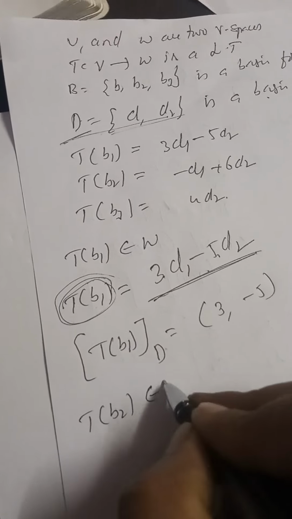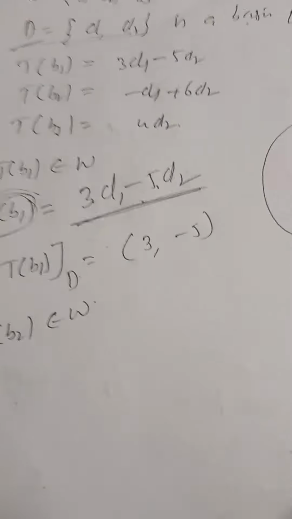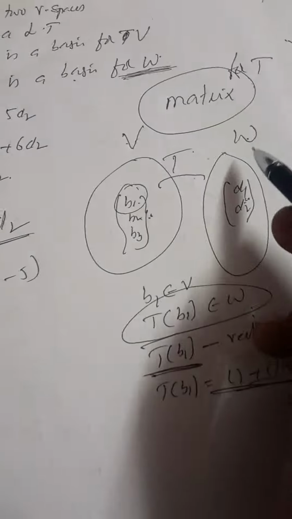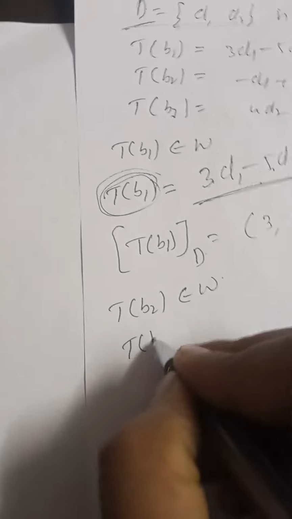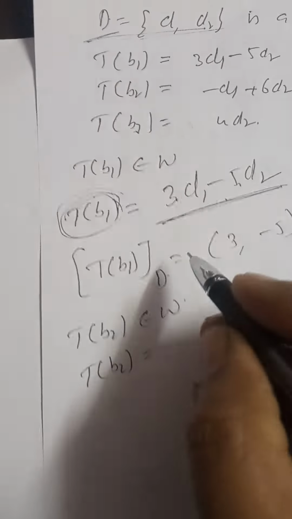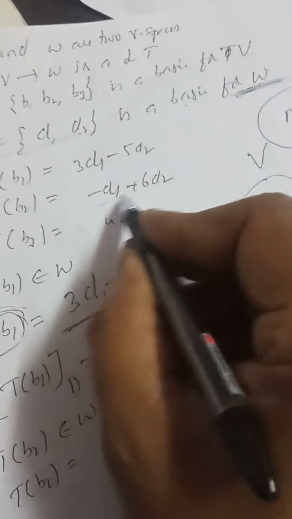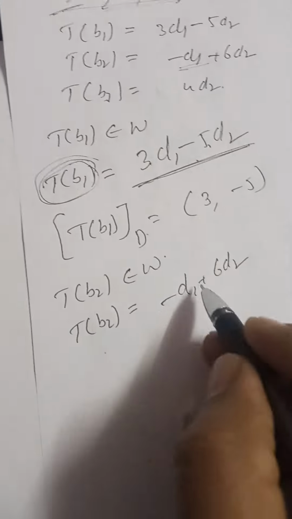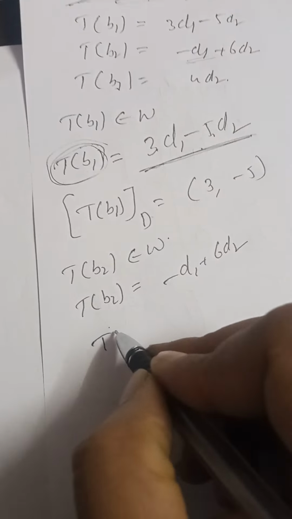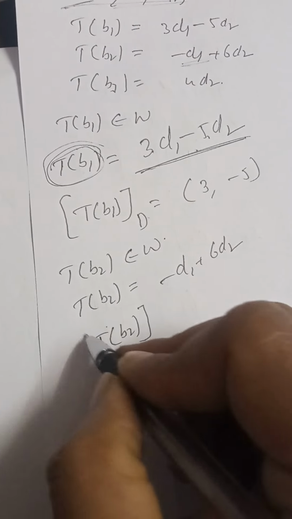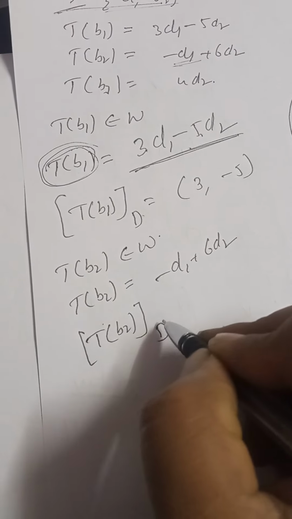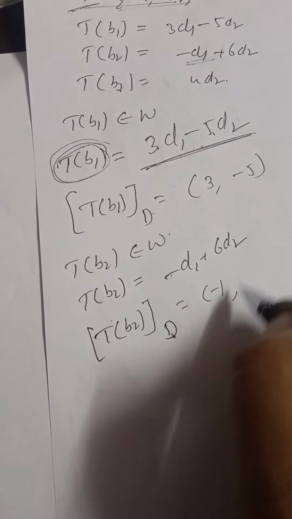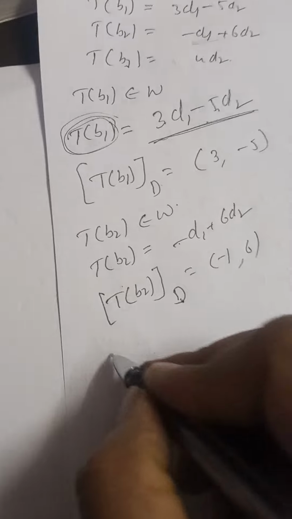Similarly, T of B2 is in W because B2 is an element in V. Its image is in W. Now T of B2 is a vector in W, which is given as minus D1 plus 6 D2. Therefore, the coordinates of T of B2 with respect to the basis D are the coefficients minus 1, 6.